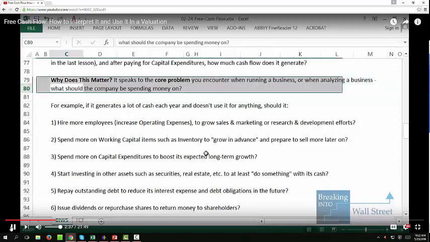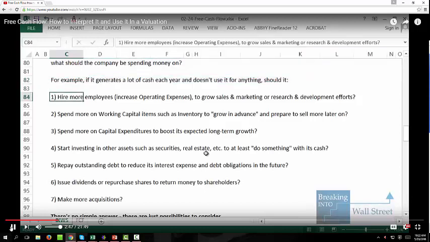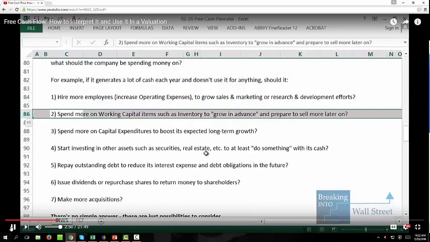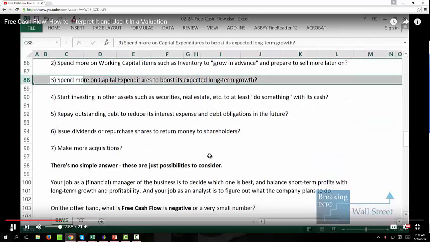So if the company generates a lot of cash each year and it's not using it on expenses, it paid for its capital expenditures already, so it doesn't need to spend anything else on those, it has a lot of different options. Should it hire more employees? Should it spend more on working capital items like inventory? So should it prepare to grow in advance so it can sell more later on? Should it actually spend more on capital expenditures and buy more factories or buildings or equipment because it thinks it's going to boost its long-term growth? Should it invest in other assets?